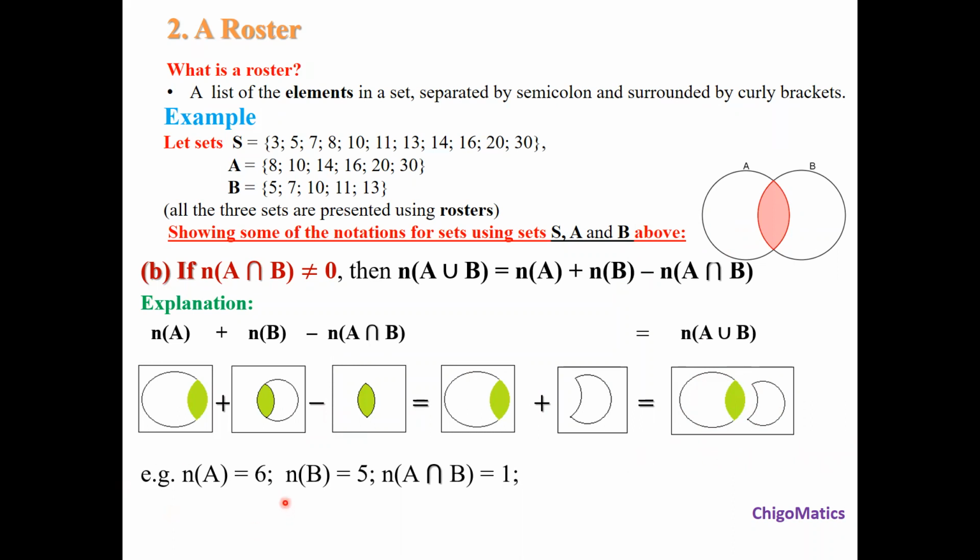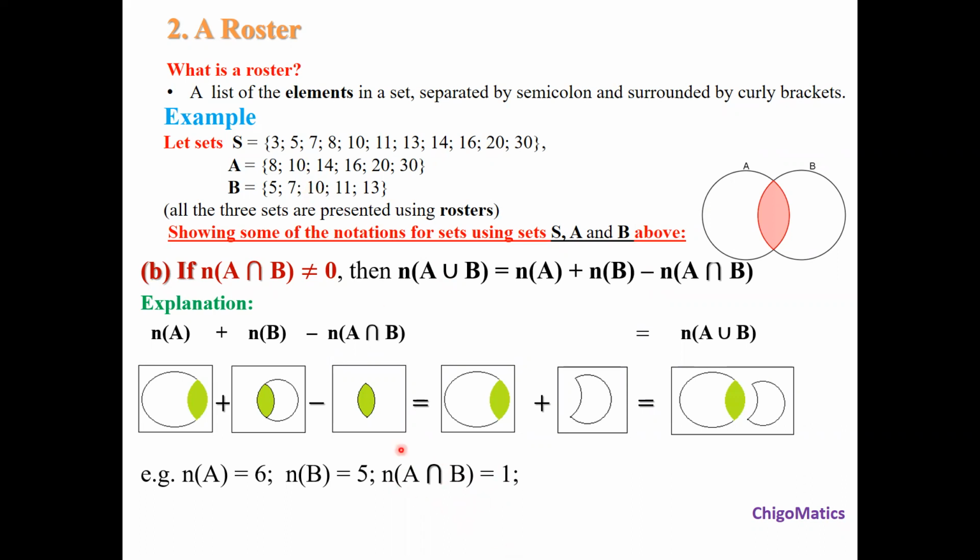If we now try to demonstrate what I have explained here, in our case this set has six elements, 2, 4, 6 and so on. That is, the number of elements in A is 6, and the number of elements in B is 5. But the number of elements in the intersection is 1 because of this 10, right? It's common. So the only element in the intersection is 1.